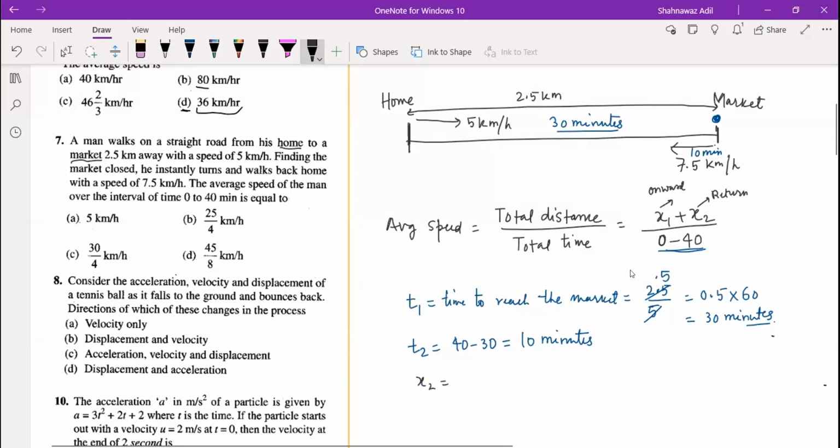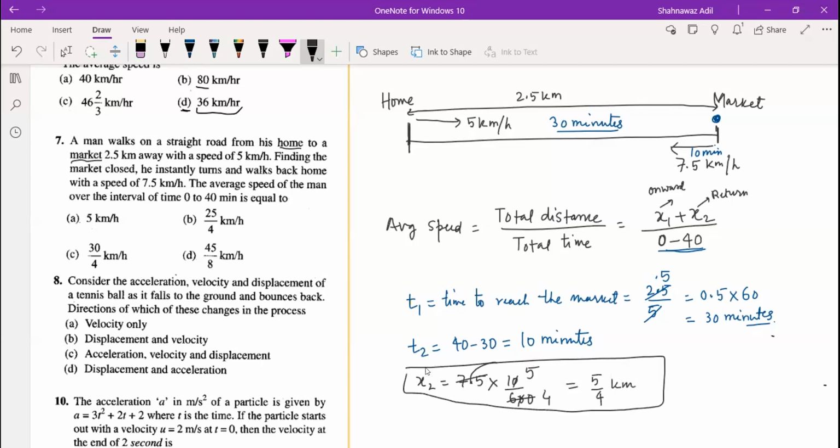X2 would be speed into time, the time is 10 minutes and this is the speed. So 10 by 60, this cancels. 15 fours are and 15 fives are, so 5 by 4 kilometer. This is the return journey. Right. Onward journey is 2.5 kilometers.